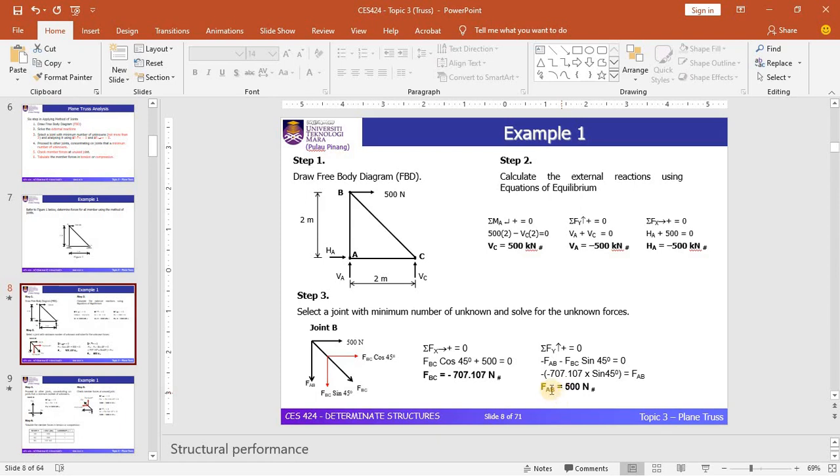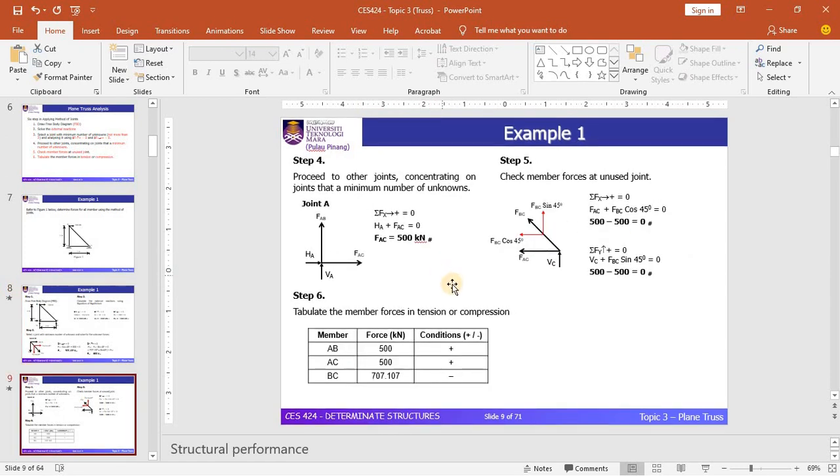Okay, so member AB and member BC have been solved, so you can move to another joint, either joint A or joint C, in order to solve the internal force in member AC. Okay, let's look at the next slide.